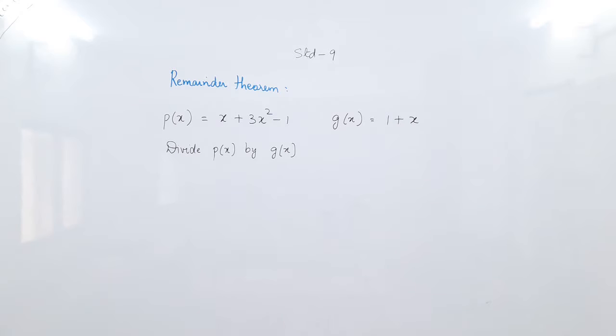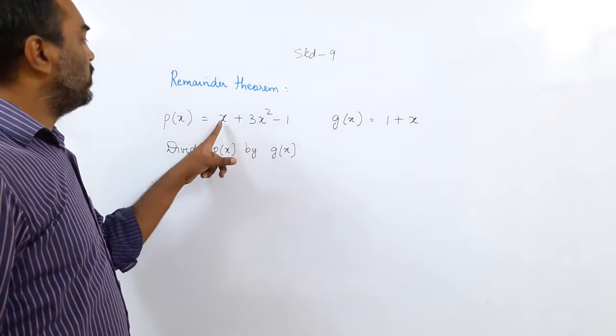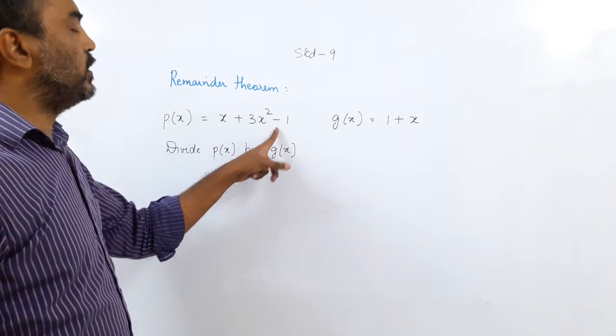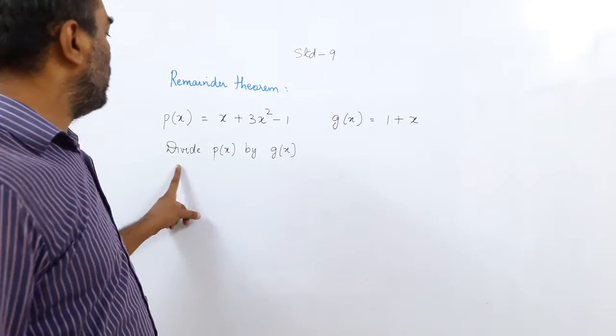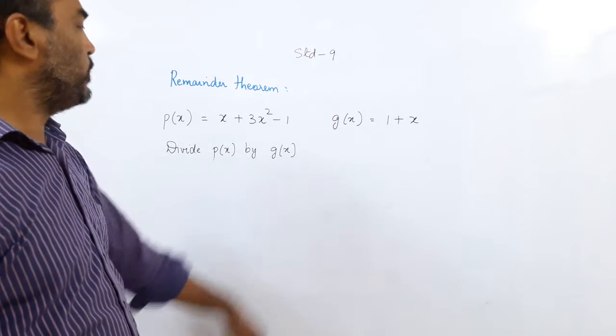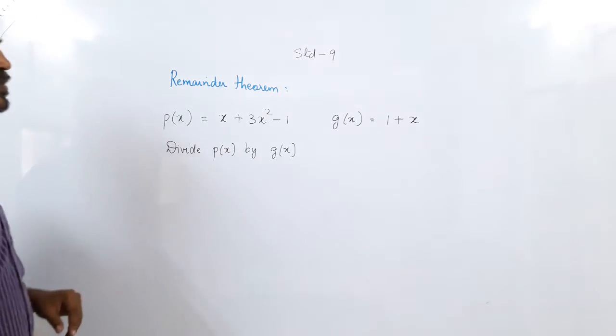So what is this question? Px is a polynomial given as x plus 3x square minus 1. Gx is a polynomial given as 1 plus x. We have to divide px by gx. Okay? Now you understand the rules first.